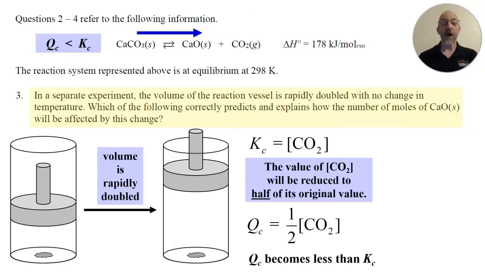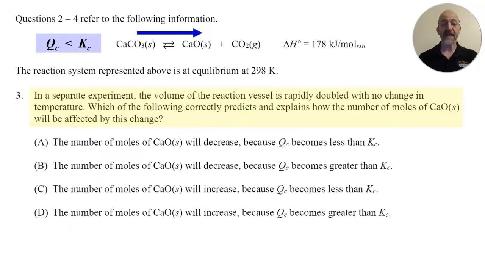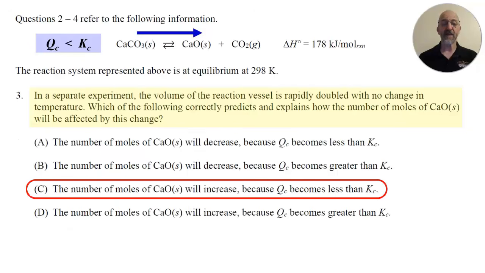So for this question, we are told that the volume of the reaction vessel is rapidly doubled with no change in temperature, and now we have to predict how will the number of moles of calcium oxide, which is a product, be affected. And then what about the Q versus K comparison? So you can hopefully see that the correct answer to question 3 is going to be choice C. The number of moles of calcium oxide will increase because there is a net conversion from reactants to products, or from left to right, and that's because under these conditions, Q becomes less than K.